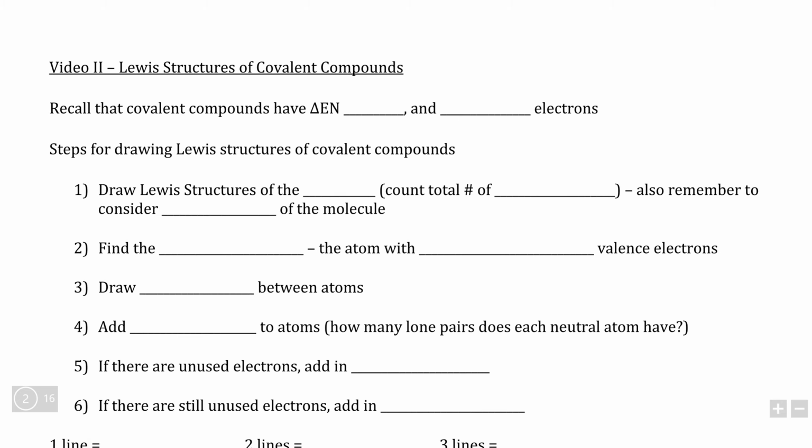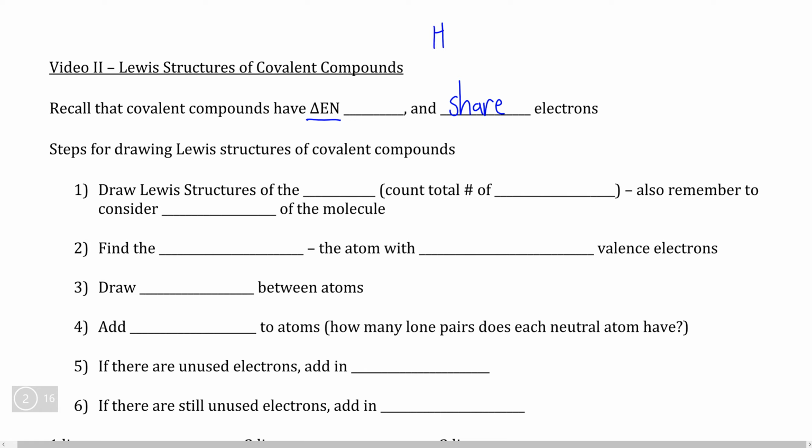In this video, we're going to look at how to draw Lewis structures that represent covalent compounds, which, unlike ionic compounds, share valence electrons between atoms rather than transferring electrons from one atom to the other. We can recognize whether atoms do this based on the difference in electronegativity between the atoms.